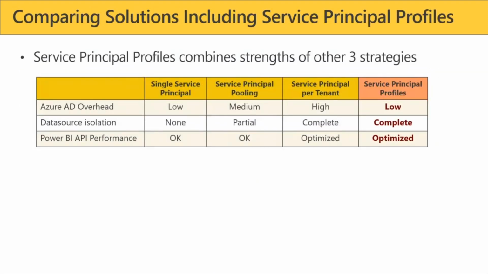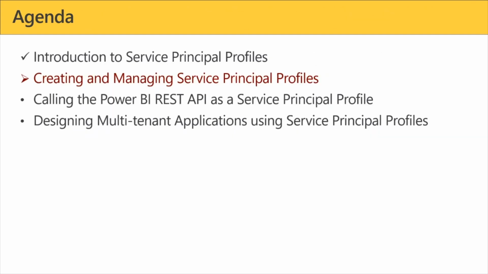Now, if we add on service principal profiles to the chart we saw before, we see they have a low overhead because you only need one Azure AD application, yet they give us the same high performance and complete isolation that we get from service principal per tenant. But now we can just do it without having to continually create new Azure AD applications.